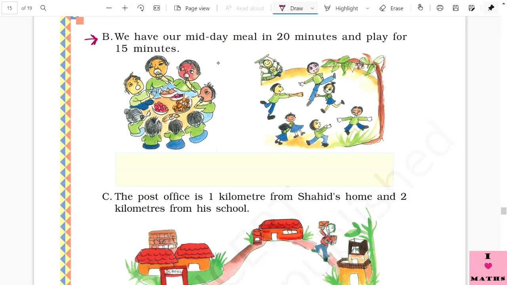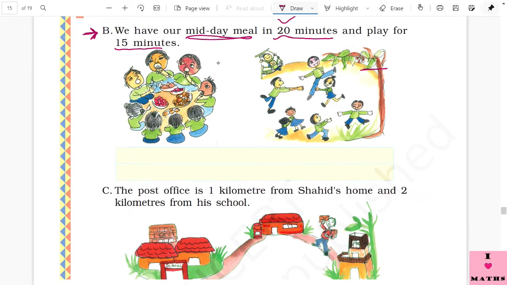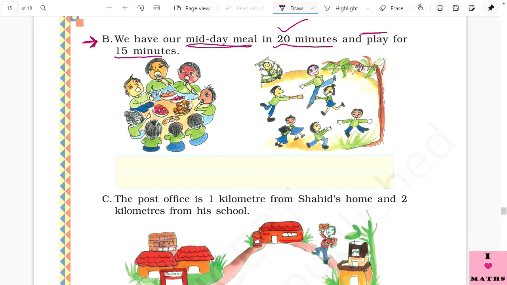Condition number B rather. We have our midday meal in 20 minutes and play for 15 minutes. Now, children, these are the kids in the school. They get midday meals, and to eat midday meals, they are spending 20 minutes. And for playing, they are spending 15 minutes. Now, we have to frame a question. So, we can frame a question like this.